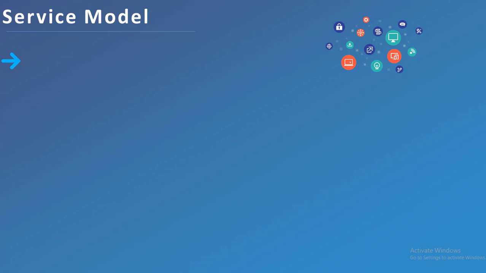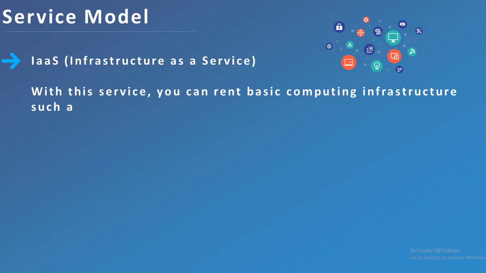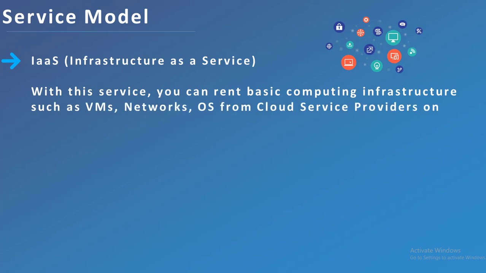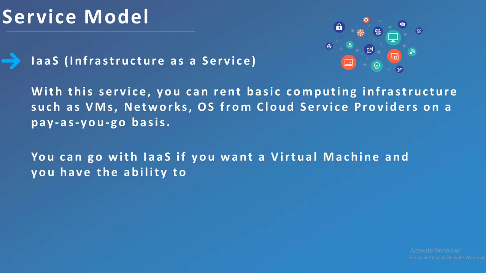Now let's see about the types of service model. There are three types of service models. One is IaaS, infrastructure as a service. With this service, you can rent basic computing infrastructure such as VMs, networks, OS from a cloud service provider on a pay-as-you-go basis. You can go with IaaS if you want a VM and have the ability to install your own software on the VM and use it.